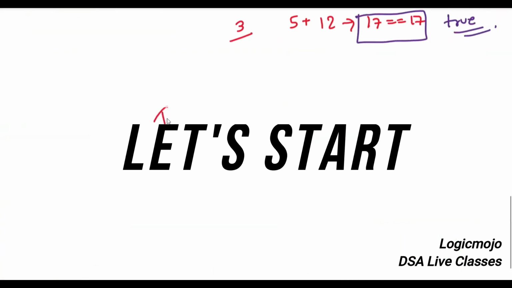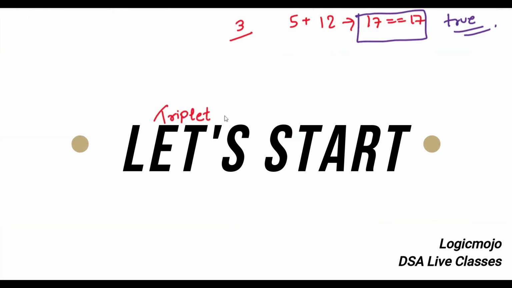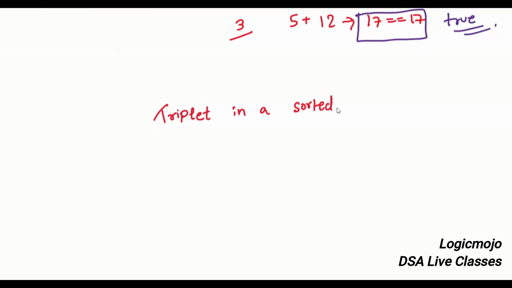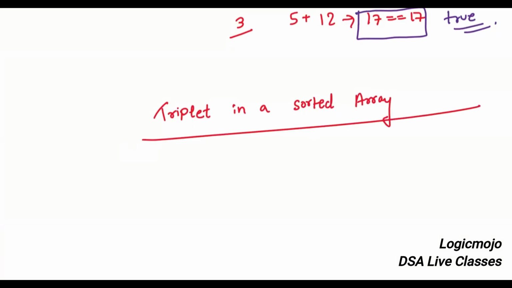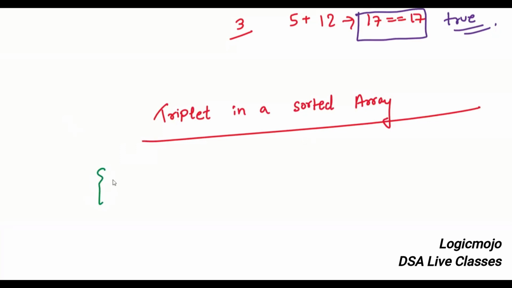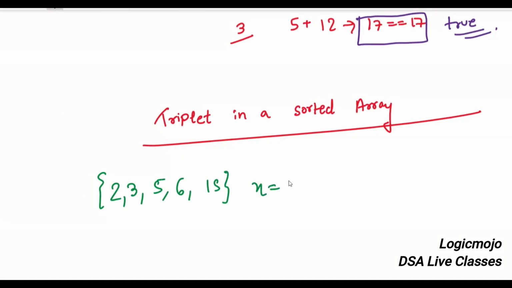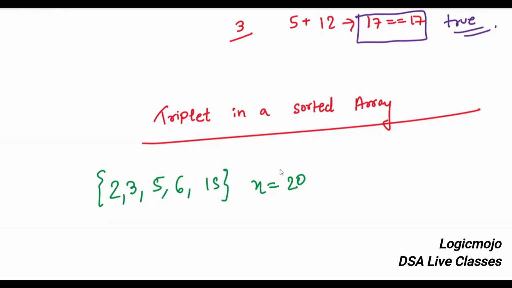This is the question where we have to find the triplet. So we have found the pair, correct? Now we want to find a triplet in a sorted array. How can we? Okay. So what we want to do is, let's say we are given something like this: 2, 3, 5, 6, and 15. Okay. The value of our x is 20. We have to find a triplet whose sum is equal to 20. Correct. So the triplet will be, for this specific example, 2, 3, and 15.